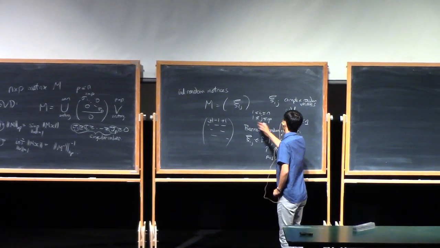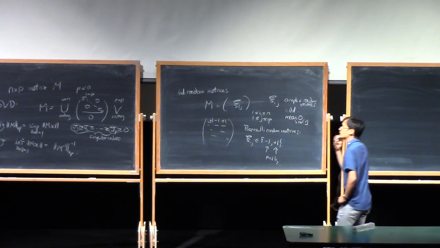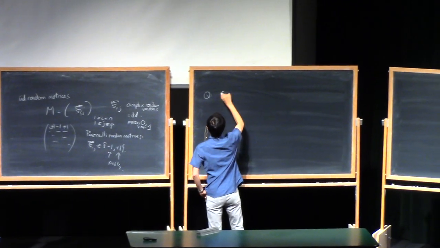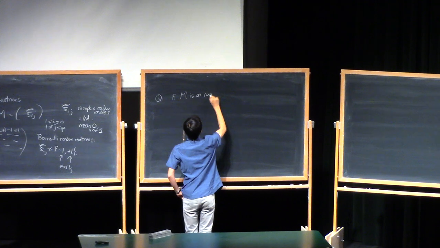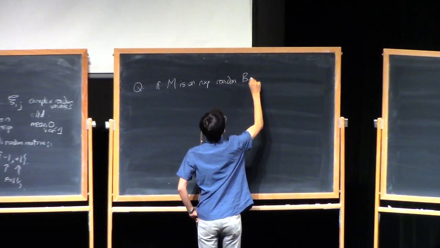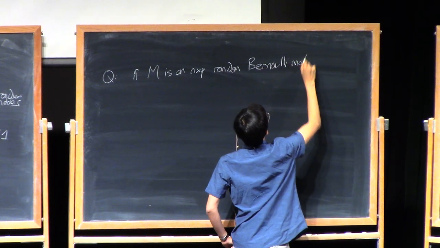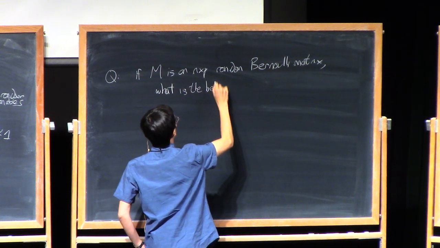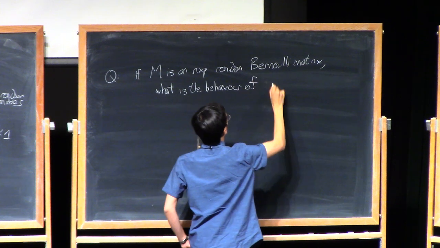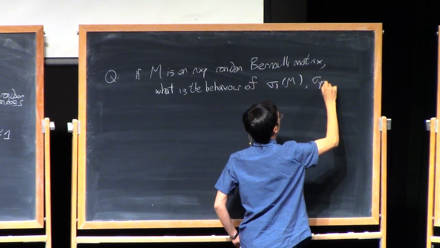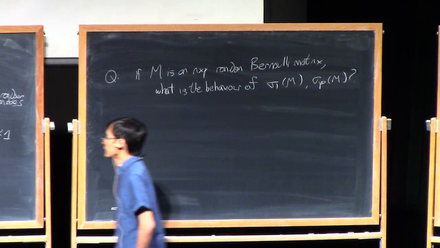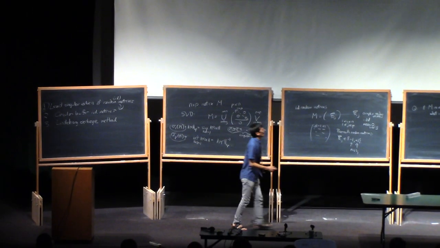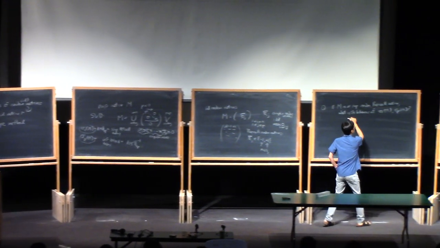All right. So the basic questions we have, which will be the topic of today, is: if M is an n by p random matrix, let's say a random Bernoulli matrix for simplicity, what is the behavior of the largest singular value and the smallest singular value? So the answer to these questions will turn out to be important for part two. But these are also interesting questions in their own right.